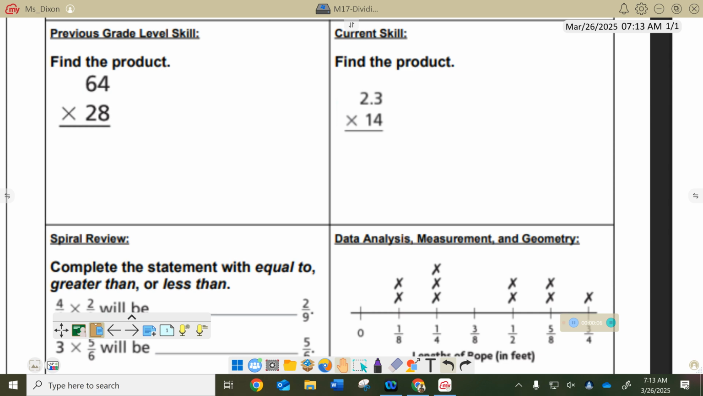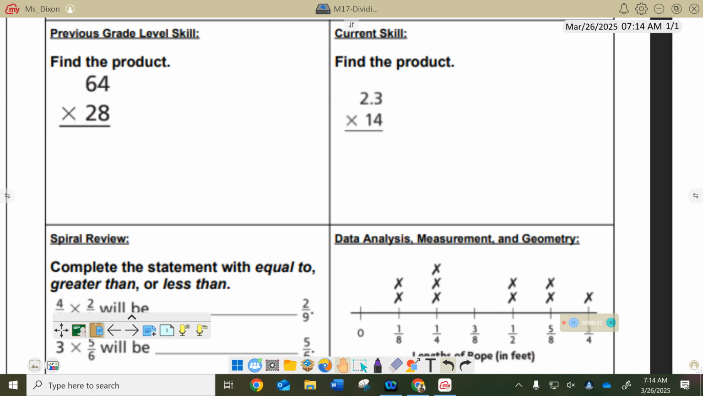Today we are going to look at page 7 of our daily standards, which was assigned to you yesterday, but I did not go over that. So I'm going to go over page 7 today. Looking at your current skill on finding the product, we are multiplying decimals again. For this one, I'm going to use the partial product method.